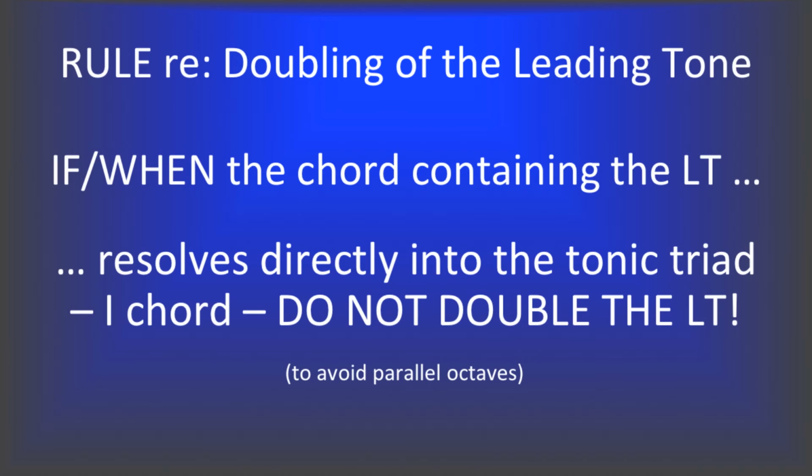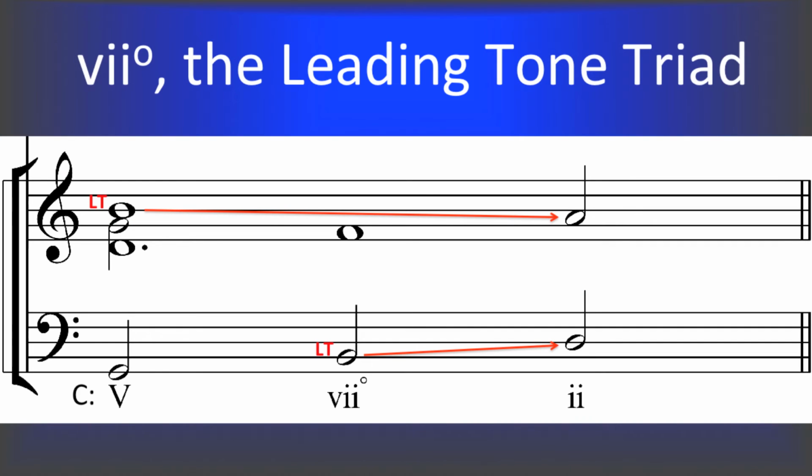On the other hand, in the earlier example, the leading tone was doubled on the second beat of the measure, but because in this special case the 7 chord did not resolve into the tonic triad, the subsequent triad is a 2 chord. The voice leading of the doubled leading tone is not a big issue here. We'll learn more about the leading tone triad when we study chord inversions.